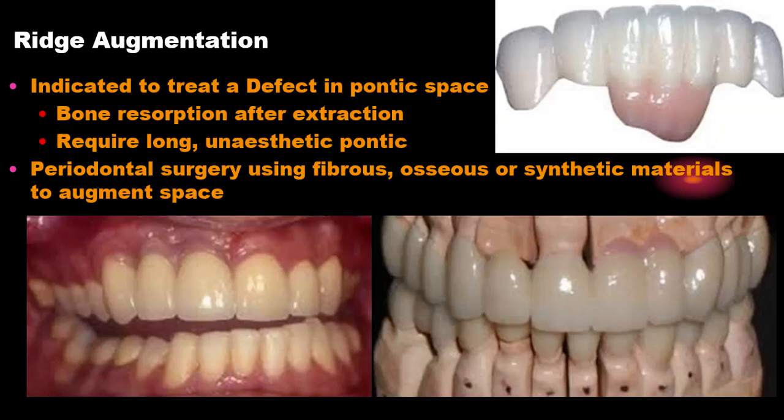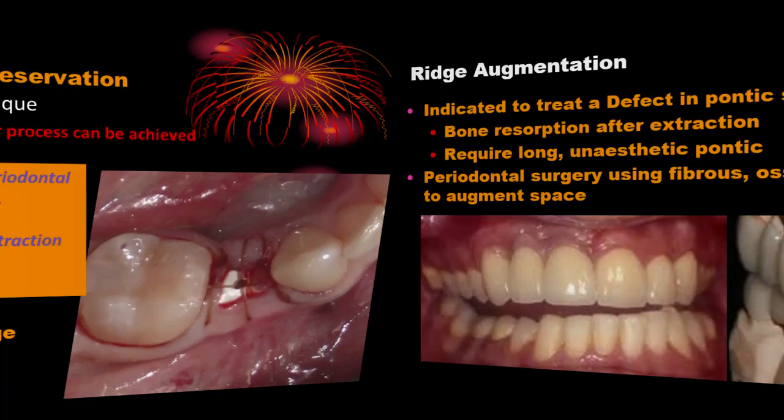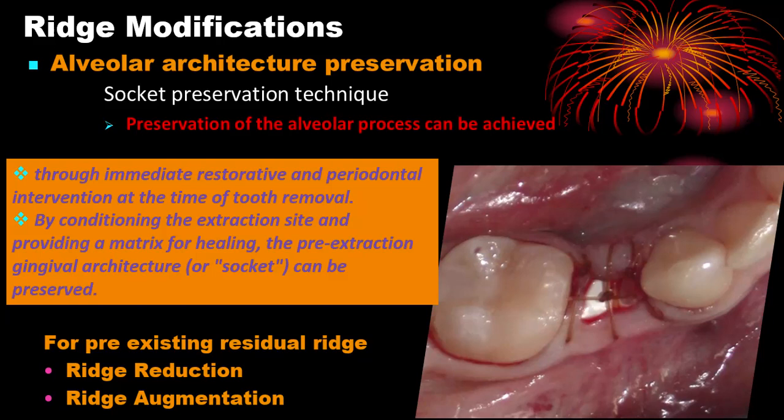Ridge augmentation is indicated to treat a defect in the pontic space. Bone resorption after extraction requires long-term pontic periodontal surgery. Sometimes when we do augmentation, as we said, we can use pink porcelain to repair the area of the defect if the defect is simple. But if the defect needs treatment, you have to do ridge augmentation before we start our work.